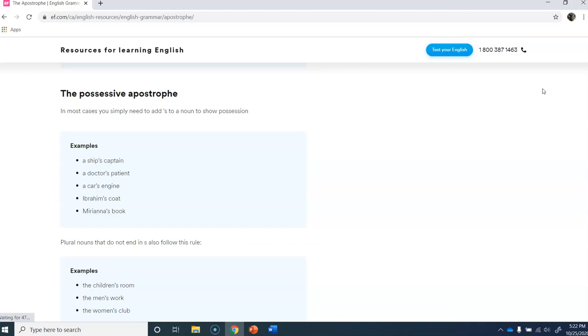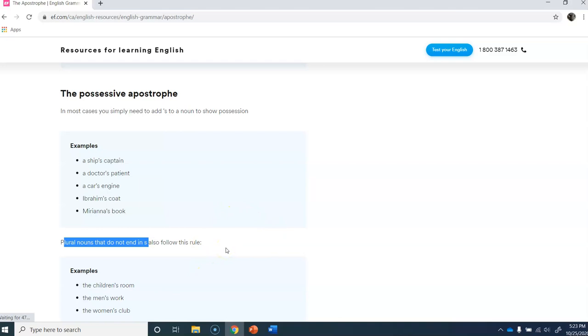And most of us are pretty good with that one. It's when we get into some of the complications where the possessive apostrophe can be a little bit of trouble. Plural nouns that do not end in S also follow this same rule.